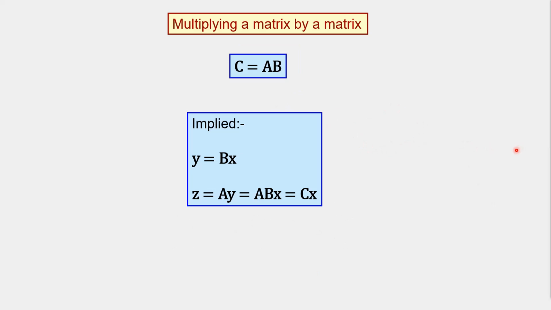Not only can matrices multiply vectors, matrices can multiply matrices as well. This involves summations and additions, but the easiest way to think of matrix multiplication is simply the fact that it implies 2 matrix on vector multiplications. That is, we could say C equals ABx as we do here, or we could first say y equals Bx, then z equals Ay, and it's the same as saying z equals ABx.